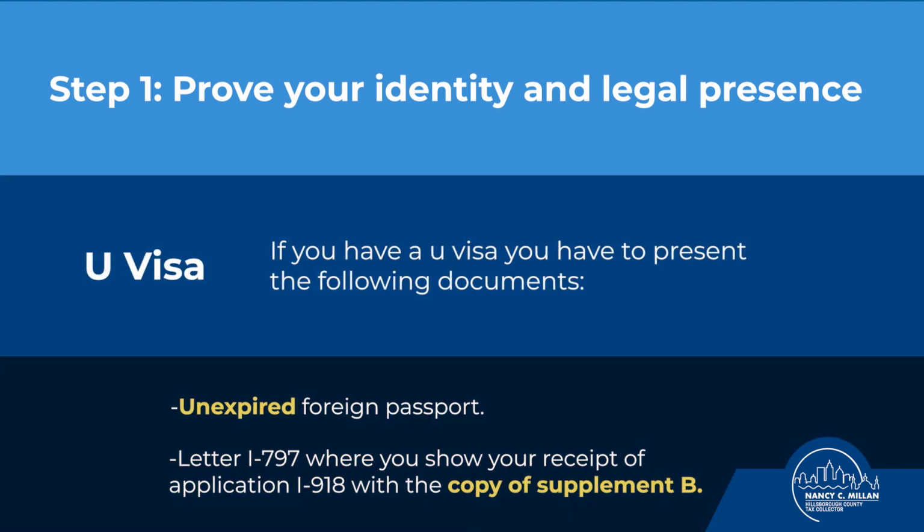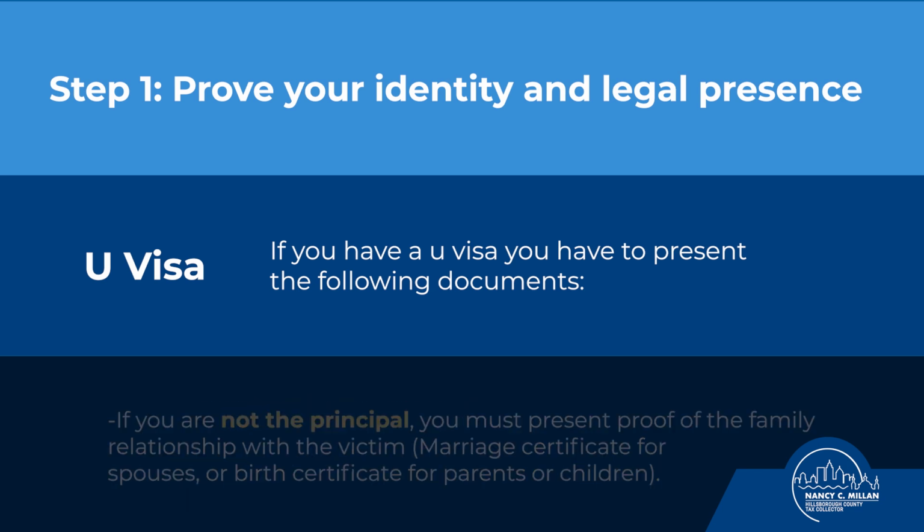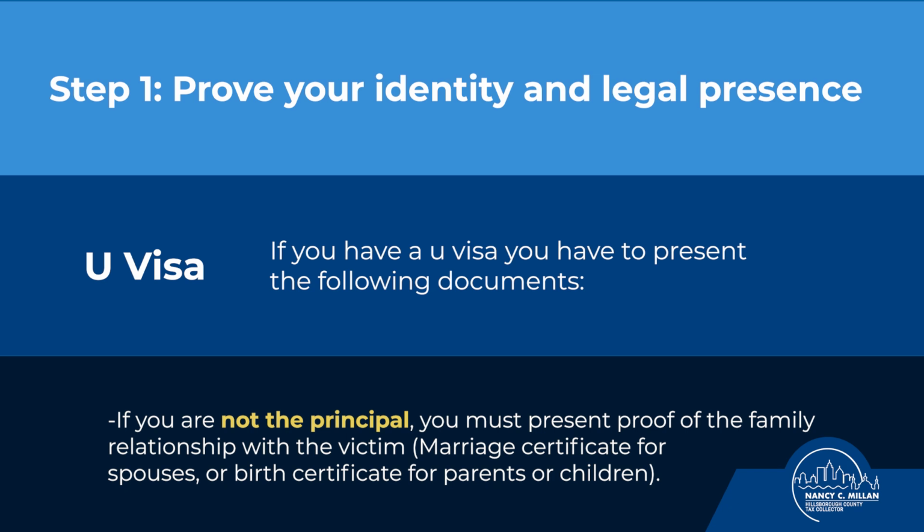U visa. If you have a U visa, you have to present the following documents: an unexpired foreign passport, a letter I-797 where you show your receipt of application I-918 with a copy of Supplement B. And if you are not the principal, you must present proof of the family relationship with the victim. Some examples are a marriage certificate for spouses, or birth certificates for parents or children.